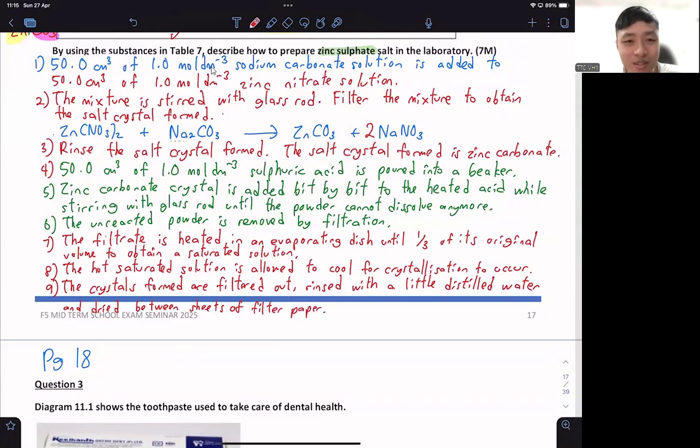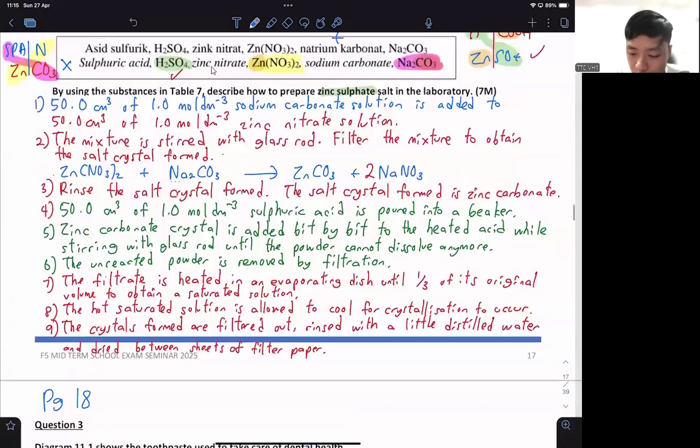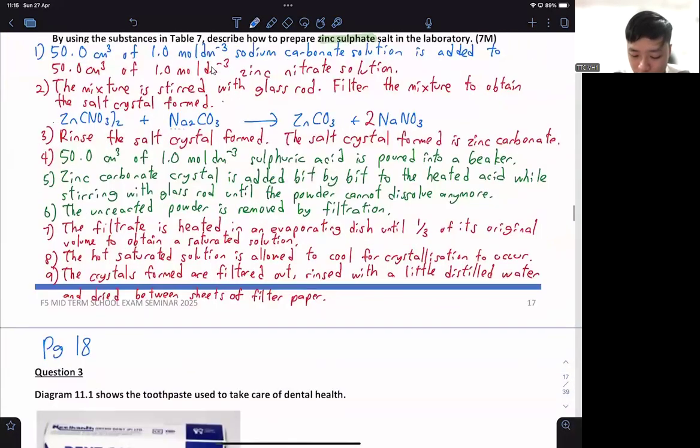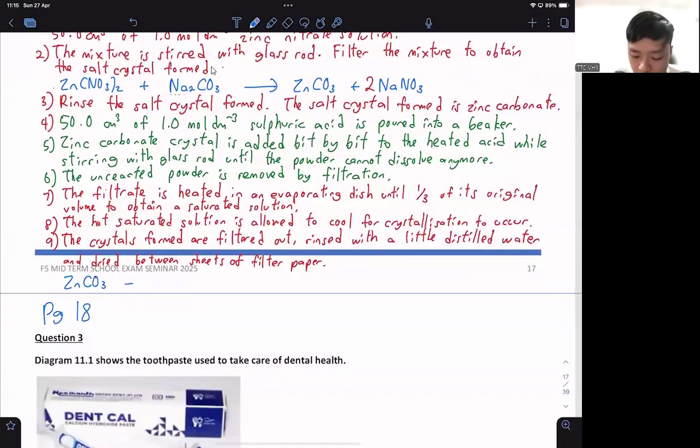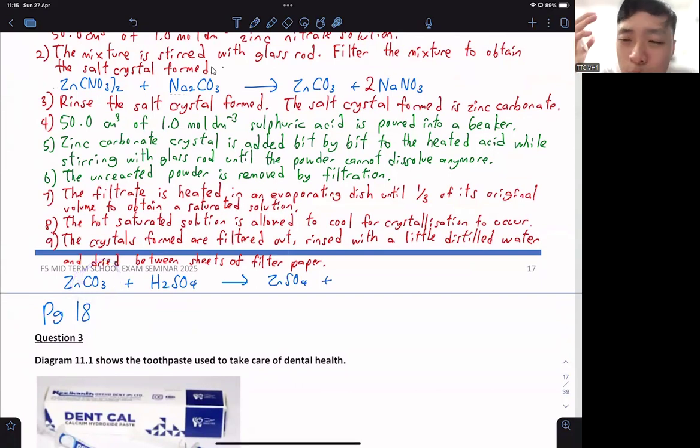Okay, then the last equation should be the zinc carbonate added into H2SO4 to produce zinc sulfate. Because of the carbonate, definitely you have carbon dioxide. So the equation, you got H2O of course and CO2.